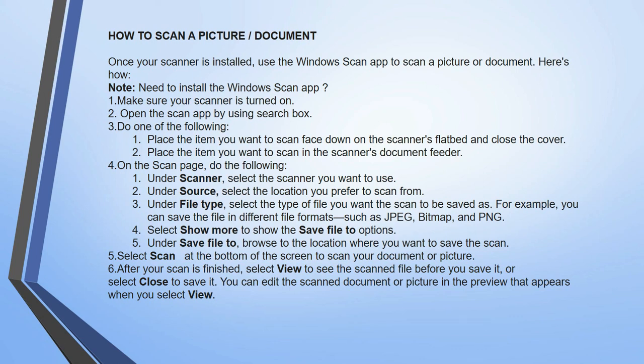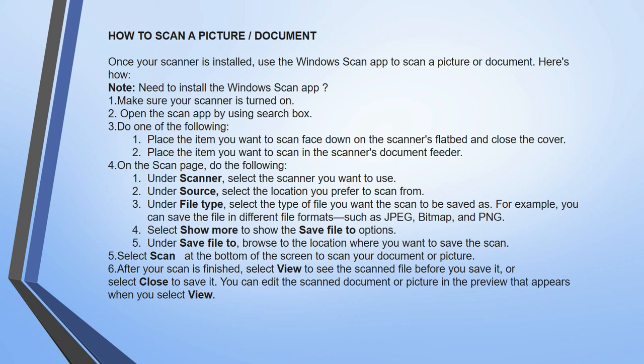After that, place the item you want to scan in the scanner document feeder. Clear? Once the scanner is ready, do the following. Under Scanner, select the scanner you want to use. Under Source, select the location you prefer to scan from. Under File type, select the type of file you want the scan to be saved as.